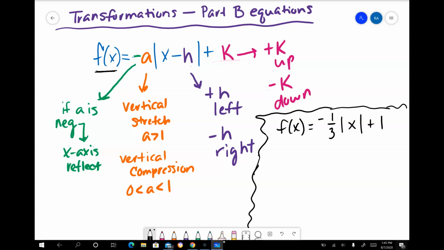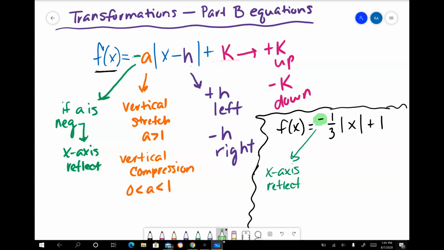So, like, look for all 4 of these transformations. If you don't see it, then skip it, okay? So first look for, is there a negative out front? Yes, there is. There's a negative out front right there. So that means that is an x-axis reflect. So we're going to say x-axis reflect, reflection, whatever you want to write.